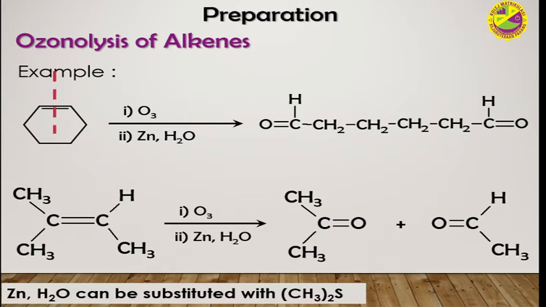The next example, we have a carbon-carbon double bond with hydrogen on the right side. If we split up the carbon-carbon double bond, each end will end up with oxygen, and we will get two products. The left side will form a ketone, while the right side will form an aldehyde because the right side has hydrogen.